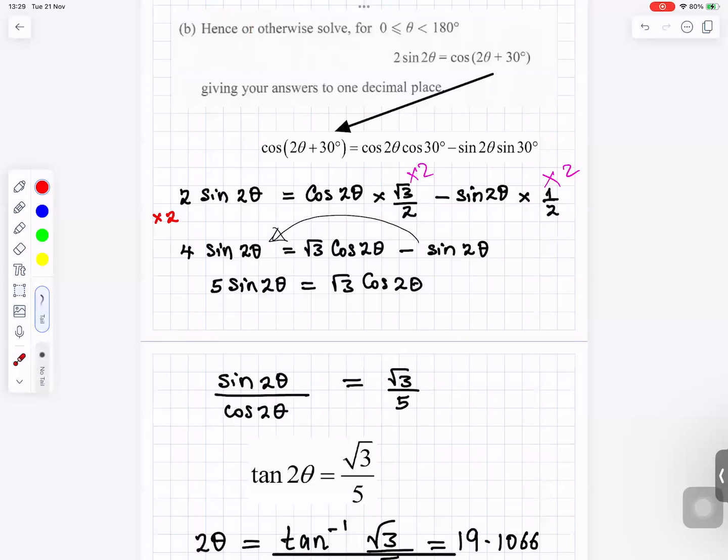Hence is what we're going to use. Solve that equation there. So we have 2 sine 2 theta, cos 2 theta times root 3 over 2. So what we want to do, we multiply each one by 2, multiply by 2, multiply by 2. That gets rid of this 2 in the denominator. So 2 times 2 in the first one gives you 4. 4 sine 2 theta is equal to root 3 cos 2 theta minus sine 2 theta. Take the minus sine 2 theta to the left, it becomes plus. 4 plus 1 sine 2 theta gives you 5 sine 2 theta. Now you divide both sides by cos 2 theta. So that gives you tan 2 theta is root 3 over 5.